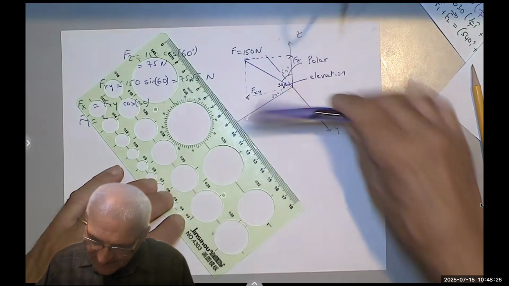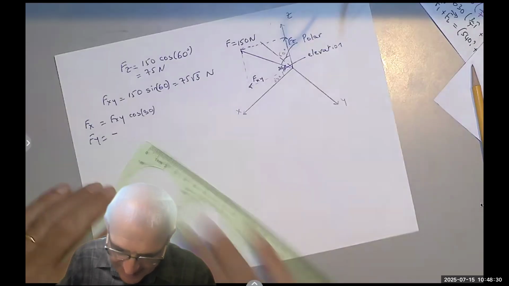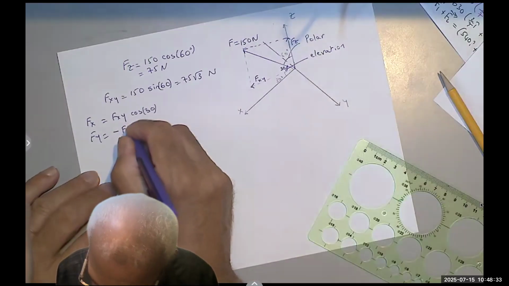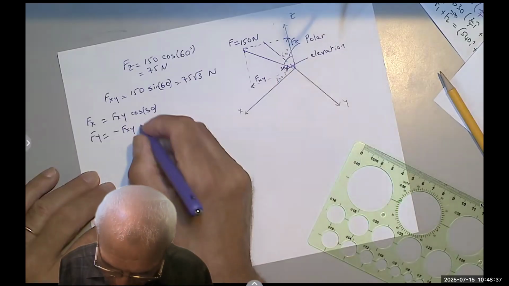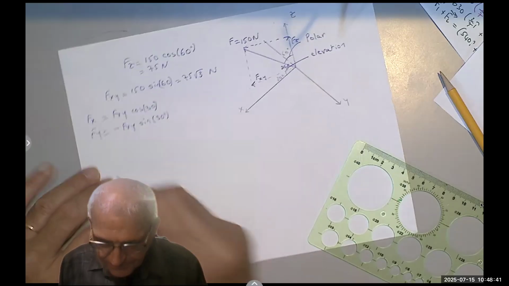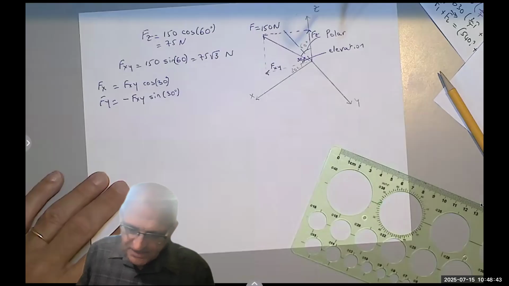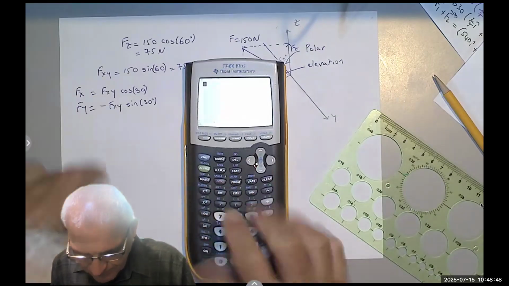So when I project this line onto the y, it would be a negative y. So I say negative Fxy, and the angle is not between them, it's far from them. So I'm going to say sine 30, which is 1/2. And I can use my calculator to find these values, the x and y and the z.